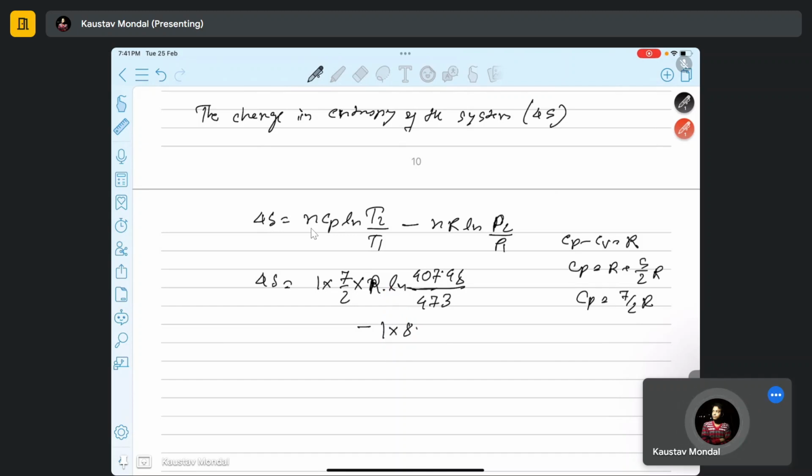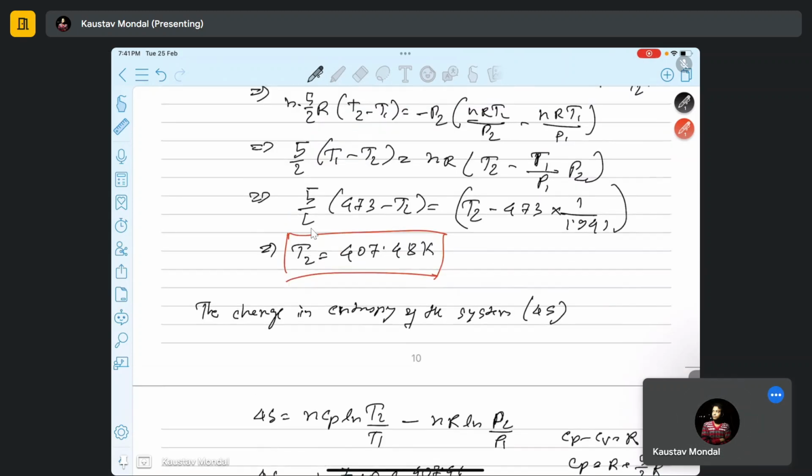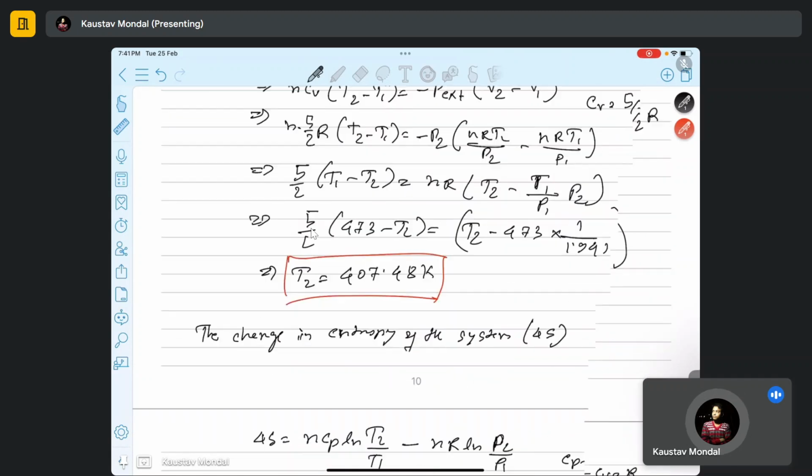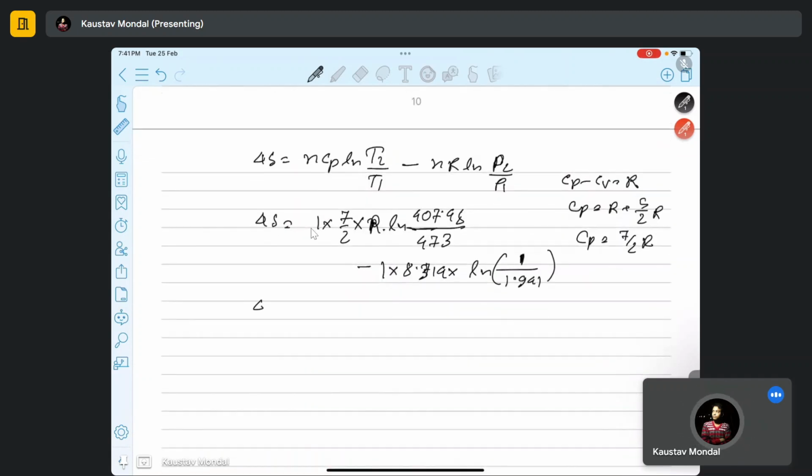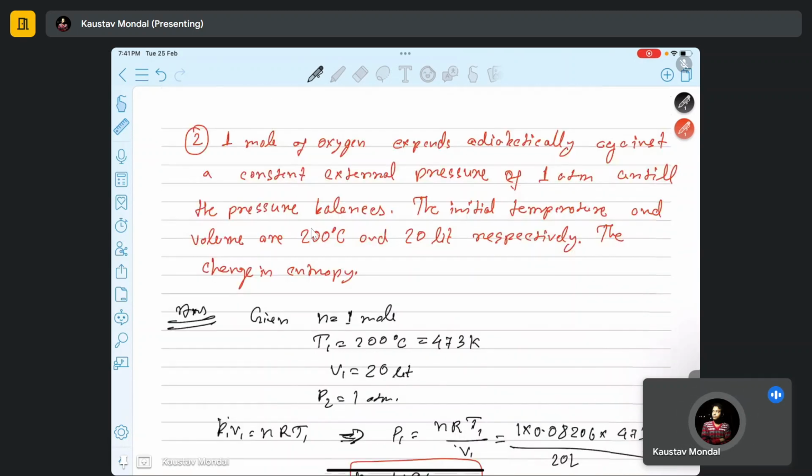R is already 8.314 into ln. Here the pressure at the final is 1 atm and initially is 1.941, because we have calculated that earlier. So now delta S would be simply, if you calculate both these terms, 1.172 joule per Kelvin. So this was the corrected answer for our system.